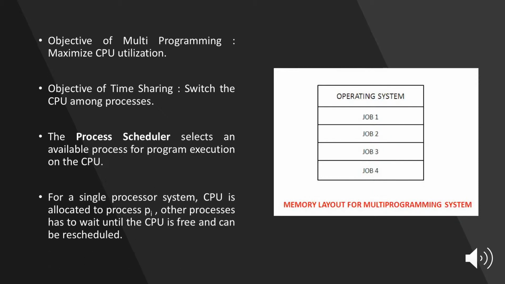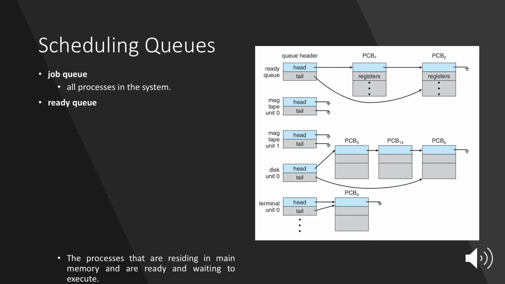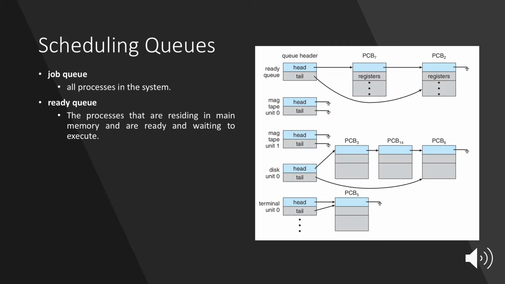For a single processor system, the CPU is allocated to the process Pi and other processes have to wait until the CPU is free and it can be rescheduled. As processes enter the system, they are put into a job queue, which consists of all the processes in the system. The processes that are residing in main memory and are ready and waiting to execute are kept on a list called the ready queue.